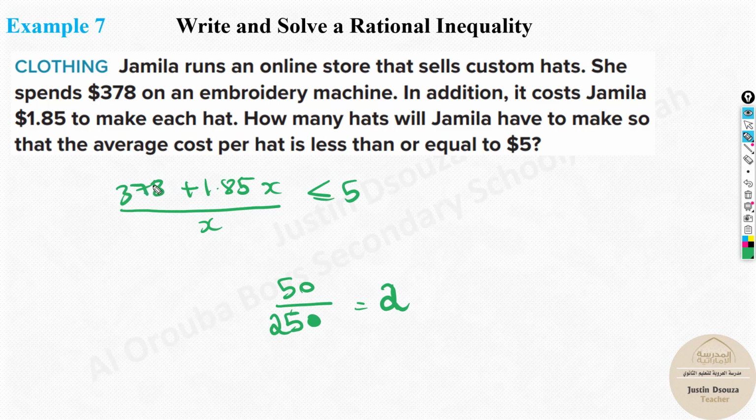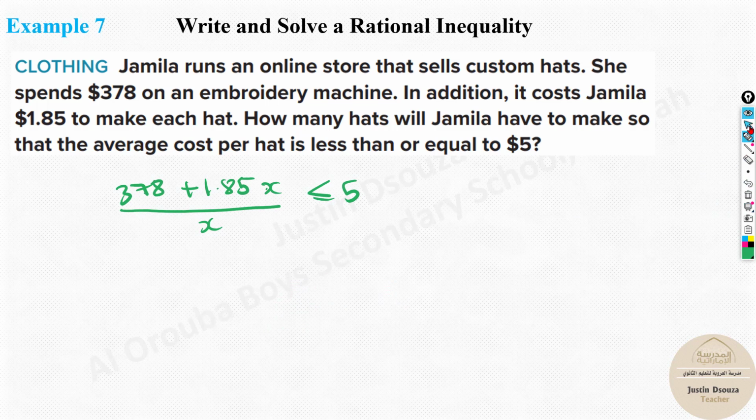Whatever you spent here, 50 dirhams, now over here it is 378 plus whatever is being spent on each hat, divided by the number of hats. Here, if I had x over here, then you can change. But over here now, per hat, there is an additional cost. It's not one time. So 378 plus 1.85x, divided by x, the number of hats being sold, must be less than or equal to 5. So this is the concept.